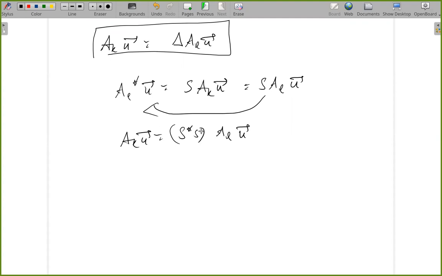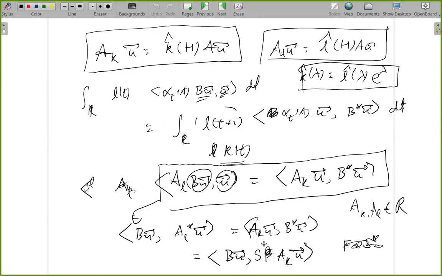I think I made a mistake somewhere. S star S. Then I want to say I get a delta squared out of it. So this is supposed to be delta AL U. I think there should have been an S star here. So maybe I was correct in the beginning, but what's going on now? So you have AL B U U, which means you have B U AL star U from this side, and from this side, you still have this AK U B star U.